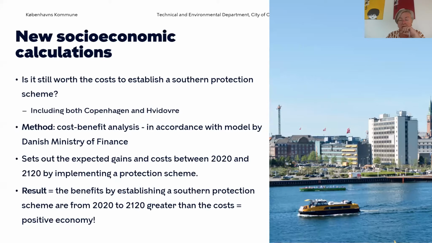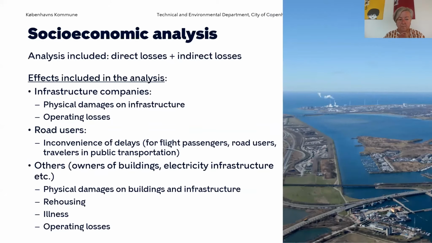And as I said, one big event in itself can cost up to 4.5 billion euros. So there's a great difference there. In our socioeconomic analysis, we have looked at a lot of the physical damages that can happen, and the operating losses. The metro could be down for 2 years after a flood.